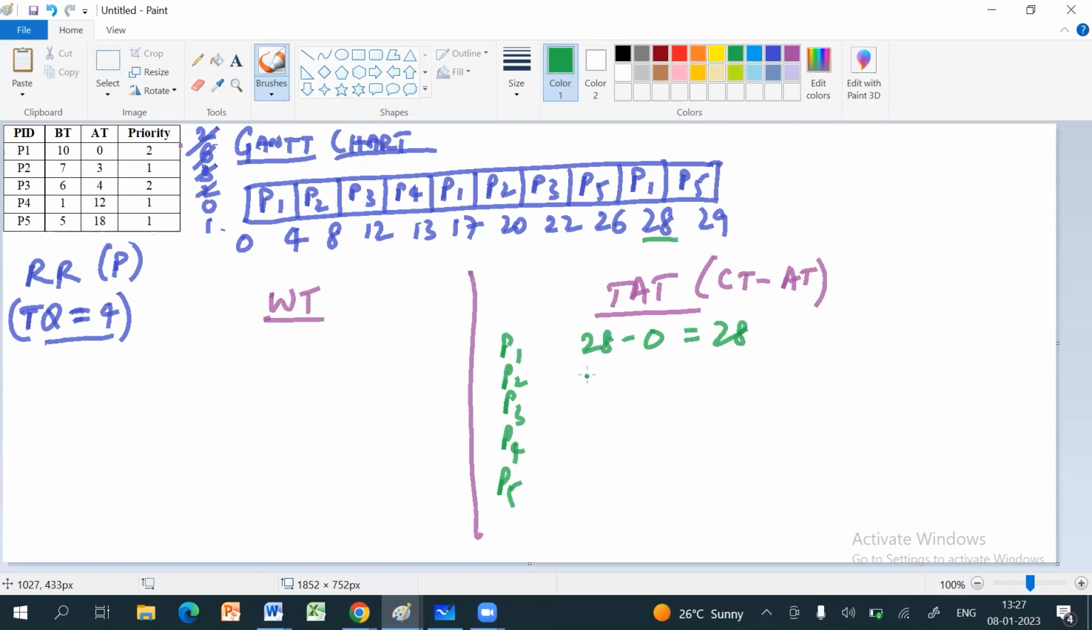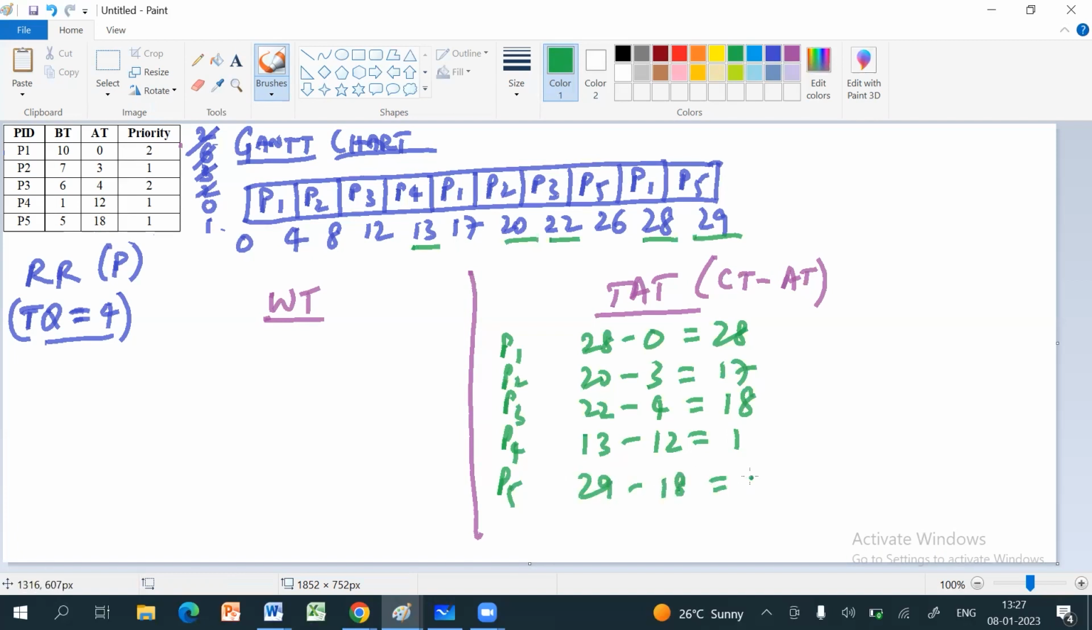P2 completed at 20, 20 minus its arrival time, which is 3, which is 17, and then followed by P3. P3 completed at 22, so 22 minus its arrival time, which is 4, which is 18, and P4 completed at 13, so 13 minus its arrival time, which is 12, which is 1, and then P5 completed at 29 minus the arrival time, which is 18, that would be 11.